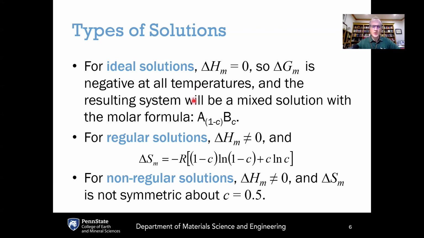Now, the more interesting case, and the case that we're going to deal with for most of this lecture, is a regular solution. And according to the regular solution model, the enthalpy of mixing is not equal to zero. It could be positive or it could be negative, but it's not equal to zero. And then the entropy of mixing is just given by the Gibbs formula from the previous slide. There are also more complicated cases of non-regular solutions.